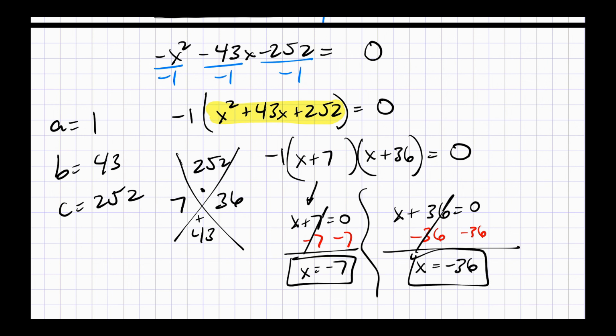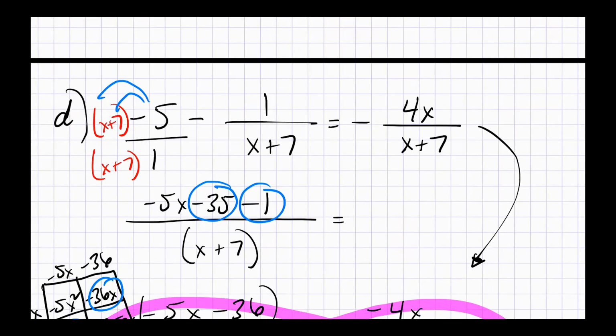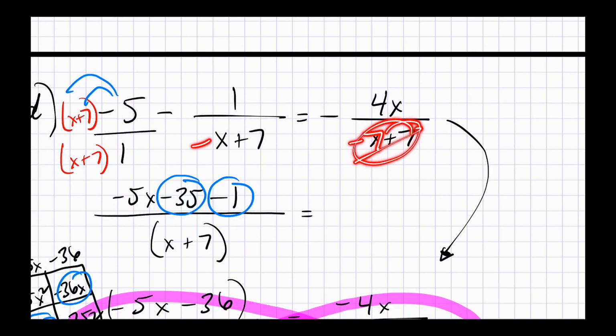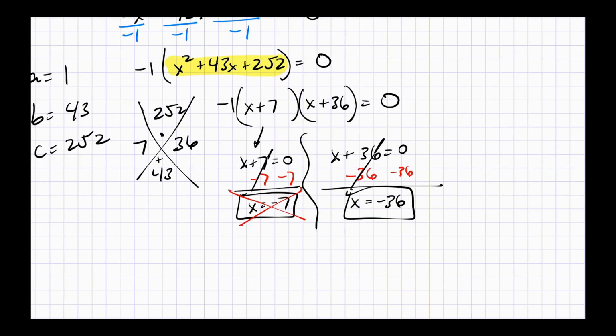One of them is extraneous. Which one is extraneous? Negative 7, because if I were to plug it in way back up here, negative 7 would make a 0 here and a 0 here. Can't have a 0 on the bottom. We are done. Okay? So negative 36 is the only answer that I could have.